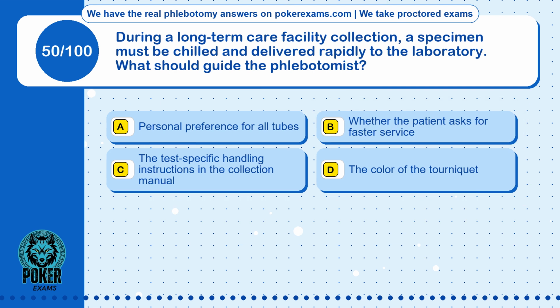Question 50. During a long-term care facility collection, a specimen must be chilled and delivered rapidly to the laboratory. What should guide the phlebotomist? Option A. Personal preference for all tubes. Option B. Whether the patient asks for faster service. Option C. The test-specific handling instructions in the collection manual. Option D. The color of the tourniquet.